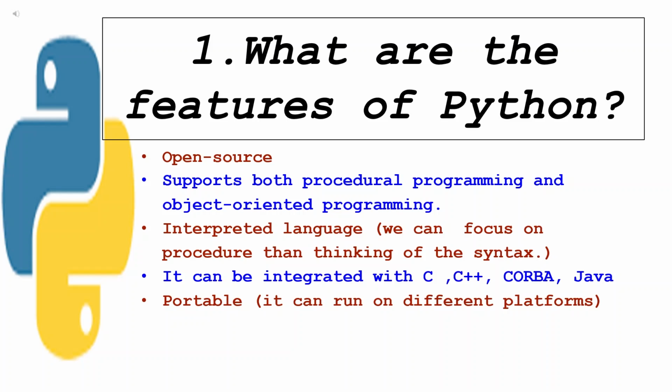Like, what are the features of Python? You can simply say that it is an open-source programming language that supports procedural programming and object-oriented programming. It is an interpreted language through which we can focus more on procedure instead of thinking of the syntax. Further, you can also add some points like it can be integrated with C, C++, Corba, Java, and it is portable, meaning it can run on different platforms.